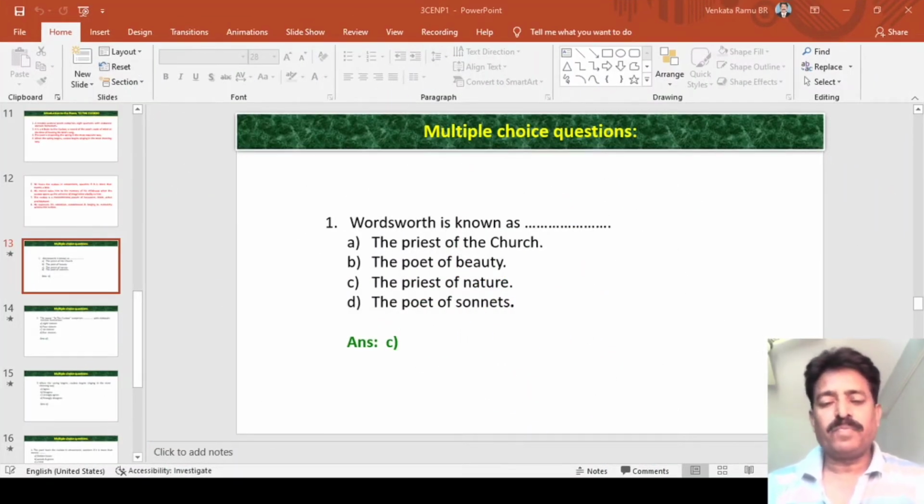Dear students, after all these things, I am sure you have understood something about the poet and even the poem. Now let me ask you some questions. I am sure you are able to answer these multiple choice questions. The first question: William Wordsworth is known as, the four alternatives are: A, the priest of the church; B, the poet of beauty; C, the priest of nature; D, the poet of sonnets. You are sure that C, the priest of nature, is the correct answer.